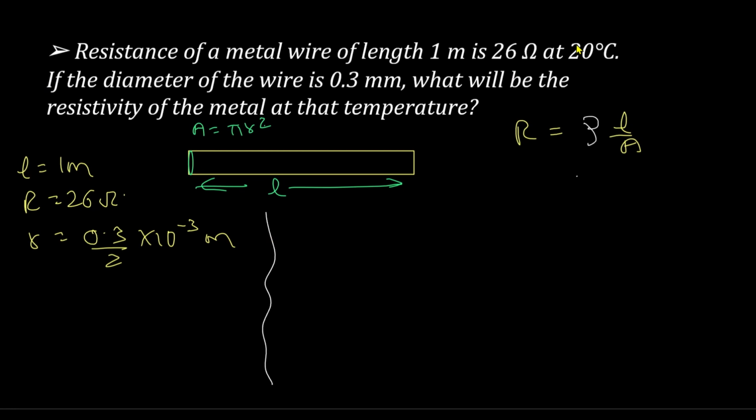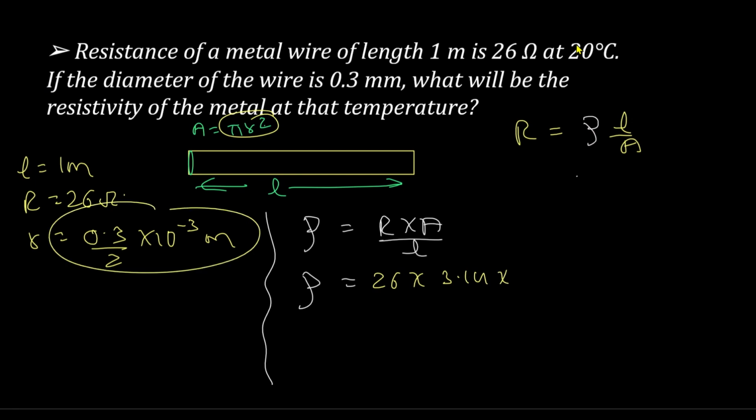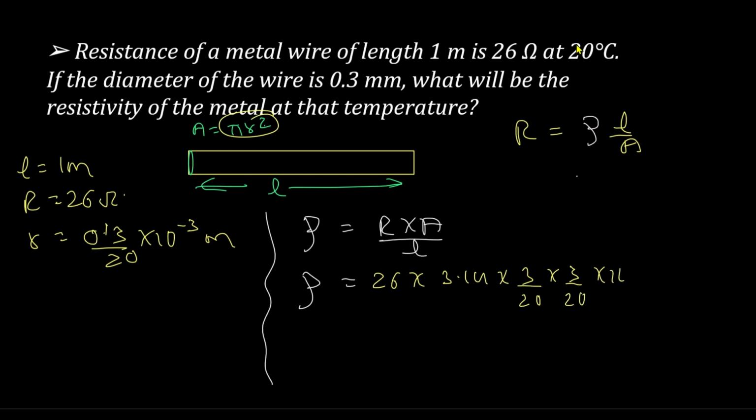Let's see if I write rho. It will be, by cross multiplication, R multiplied by A divided by L. And as I place the value, the resistance is given as 26. Area, as I said, is pi r square, and pi is 22 by 7, or let's take 3.14. That's better to calculate. Into r square, square of this. Let me write this as 3 by 20, multiplied by, we need a square of this, right? So I'll write this twice, 3 by 20, and we'll also be writing 10 raised to the power minus 3 twice.